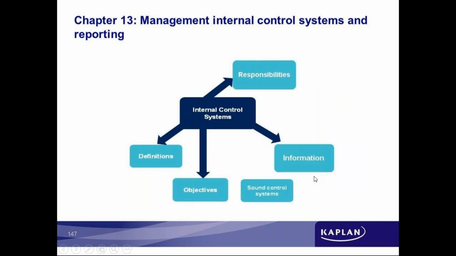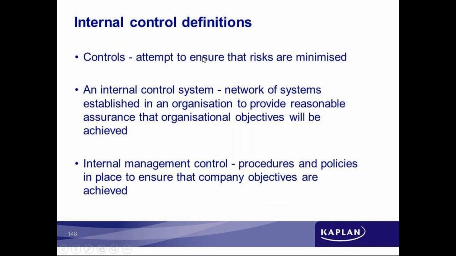Right, moving on to management, internal control systems and reporting. Internal control attempts to ensure that risks are minimized. Right, for example, you can ask your finance department that 2 people should sign a check. Why? You're trying to minimize risk. If it is 2 people, then both of them will check what the transaction is and what the payment is all about, etc. And an internal control system is a network of systems established in an organization to provide reasonable assurance, not 100%, reasonable assurance that organizational objectives will be achieved.